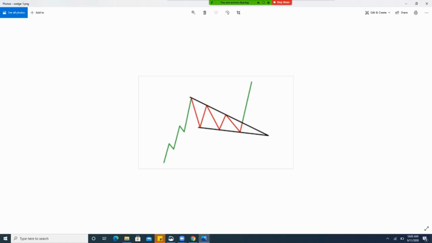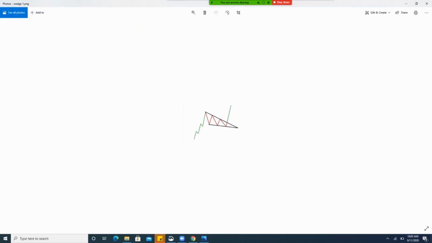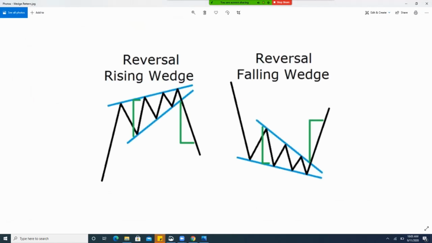The other type to notice is going to be the reversal wedges. Let me go ahead and access those. So the reversal wedge, here's what that would look like.